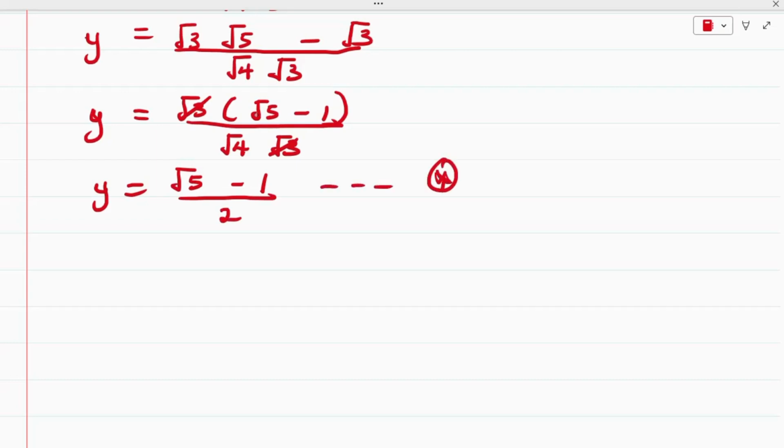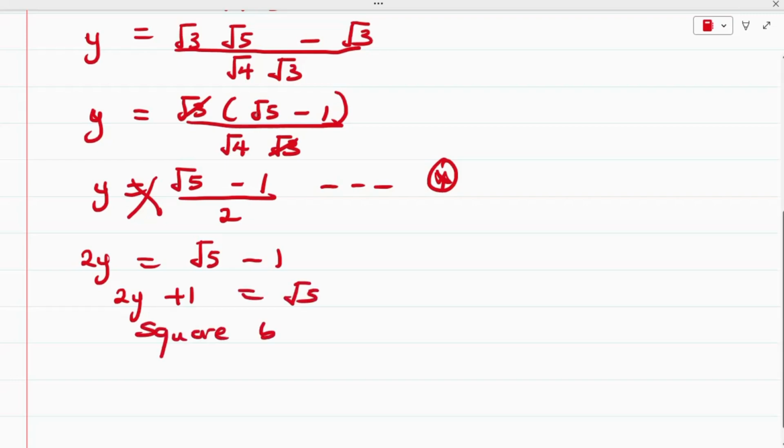Alright, so from here we have this right here. At this point we want to simply cross multiply, and we have 2y is equal to the root of 5 minus 1. Now isolating the root of 5, we have 2y plus 1 is equal to the square root of 5. So the next thing you want to do is to square both sides.